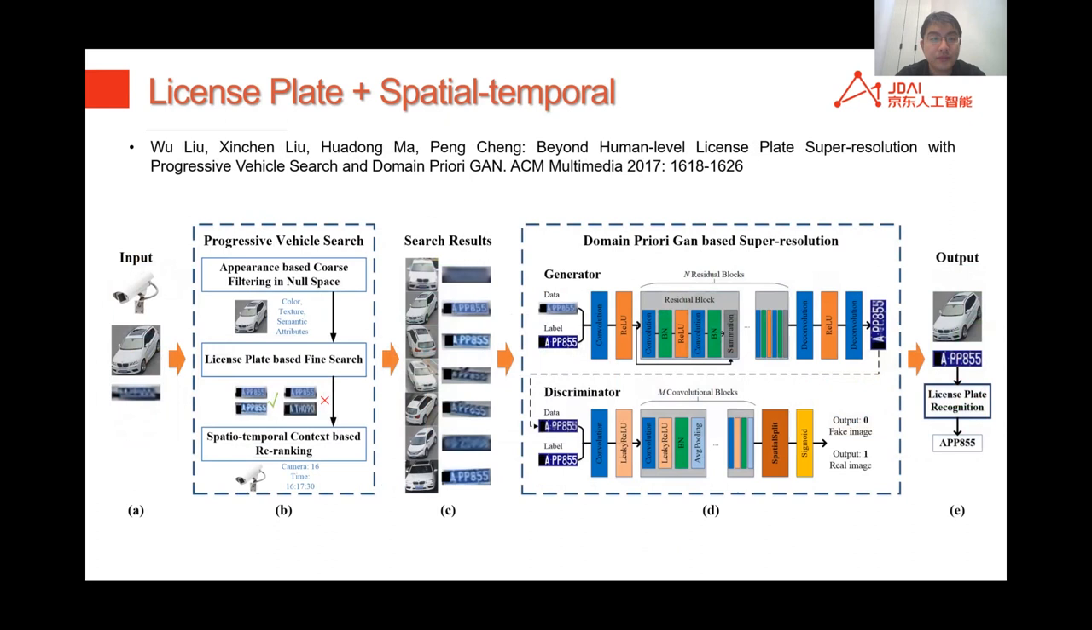Another of our works tries to first use vehicle identification to get many blurry license plates. Then it uses the license plates to do the domain-aware super-resolution. Finally, the clear license plates are further used for vehicle identification again.